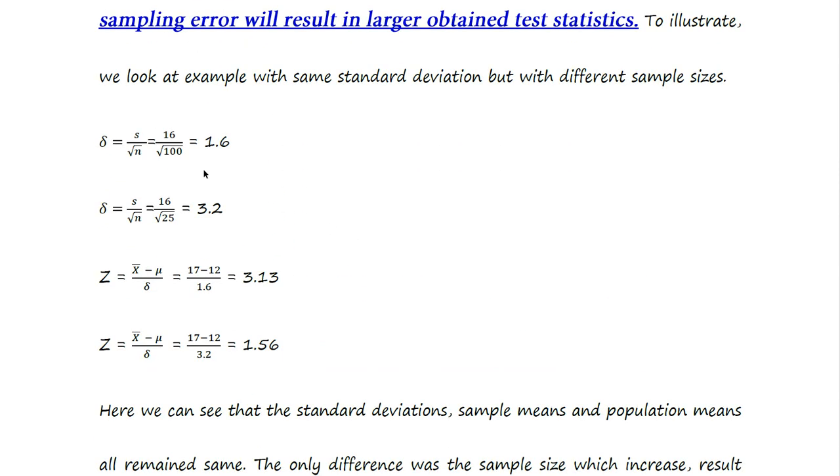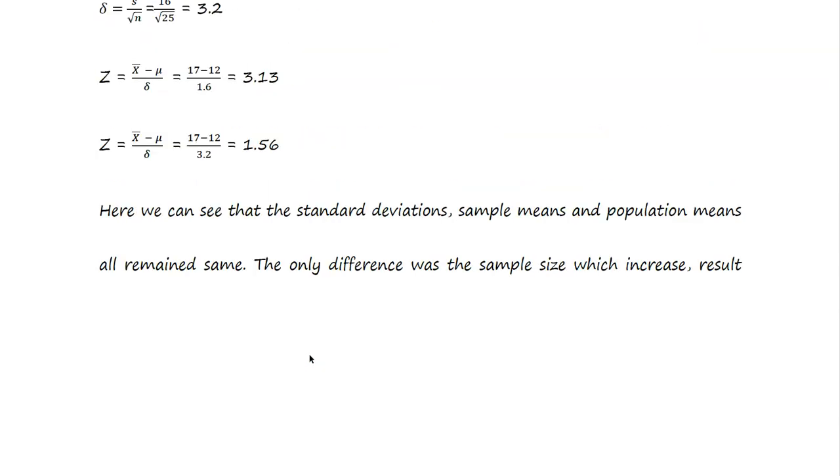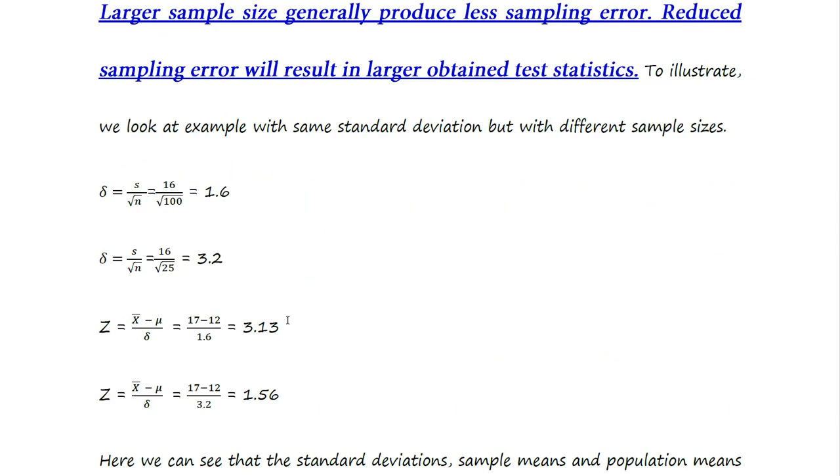As you see clearly, by increasing the sample size, our z value increases. By decreasing the sample size, our z value decreases. So a larger obtained test value extends further into the tail of the distribution, which makes the rejection of the null hypothesis more likely. You can see, as we have a larger z statistic, there is a larger chance it will fall in the rejection region, which leads to rejecting H naught. So the sample size also has an effect on the power of the test.